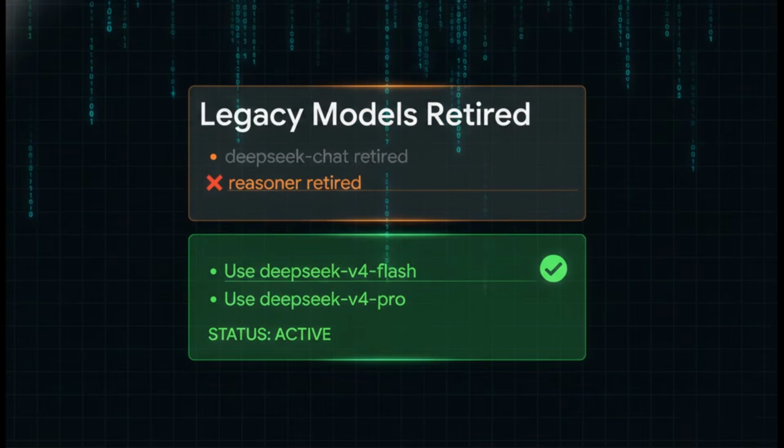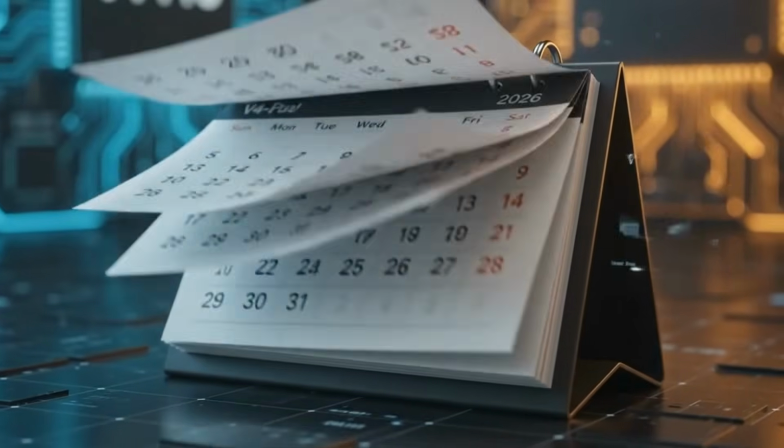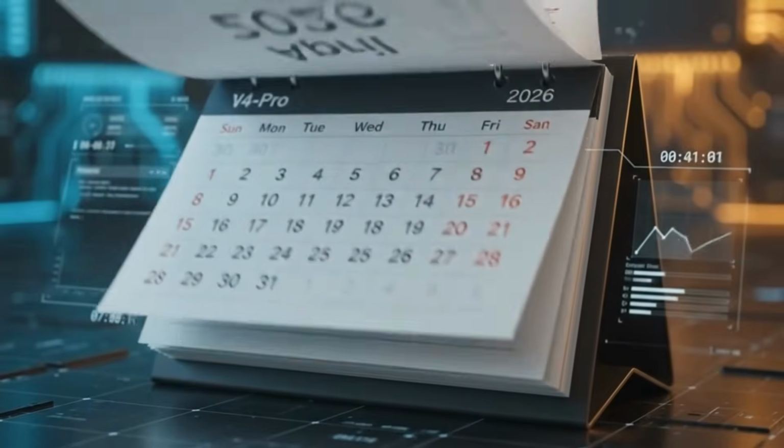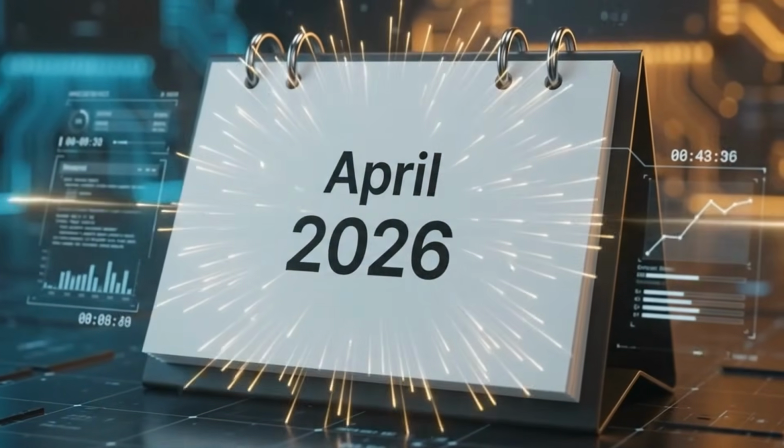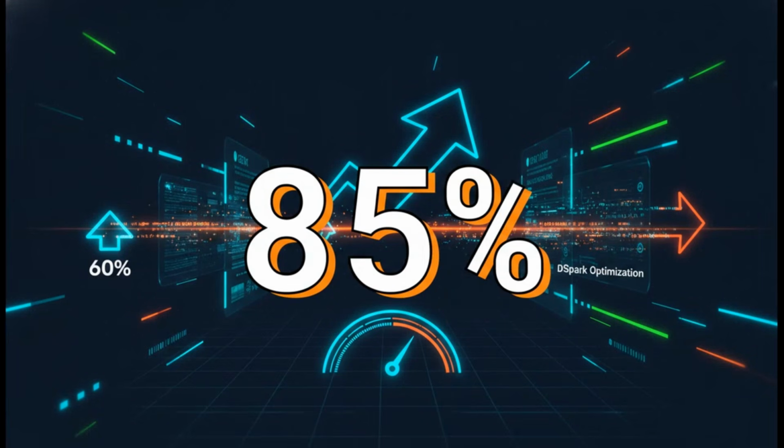Oh, and a super quick technical PSA before we look at the speed upgrades. The old model names DeepSeek-Chat and DeepSeek-Reasoner are officially dead and retired. If you've got legacy apps running on those aliases, they are going to break. You need to immediately jump in and update your code to point to the new tags, V4 Pro and V4 Flash, arriving in April 2026. So definitely make sure you get that updated today. The new standard. All right, let's talk speed.